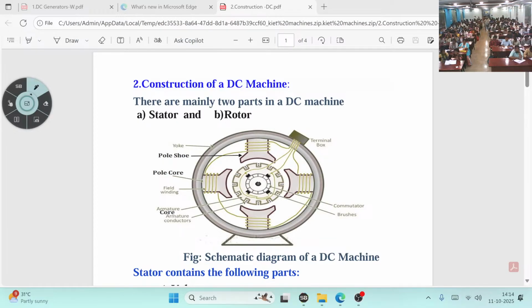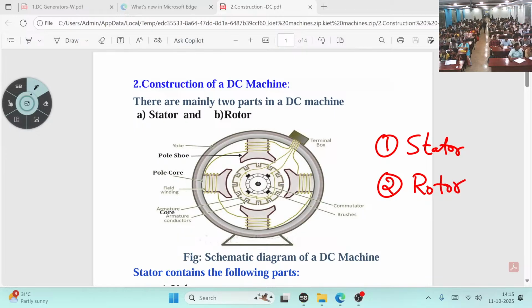It consists of two parts. One is called stator, the second one is called rotor. Okay, you write this down and draw these two terminals, two circles. So it is called stator. The other name of the stator is called yoke.